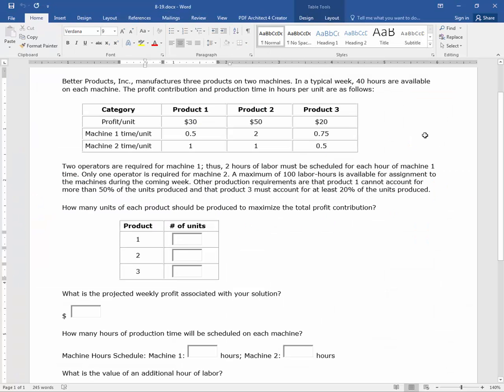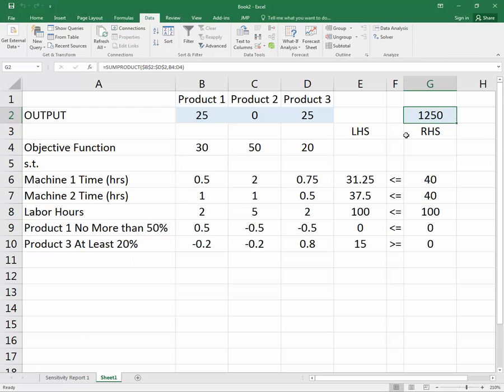How many hours of production time will be scheduled on each machine? So where do I find that? In the left-hand side for those 2 constraints. So I'm currently using 31.25 hours out of the 40. So that's not a binding constraint. Machine 2, I'm only using 37.5 hours out of the 40. So again, that's not binding. It means I have machine time left over.